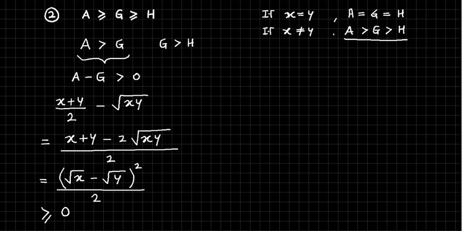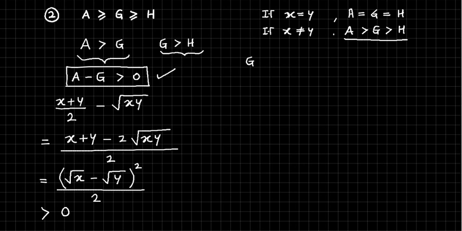Now if x is not equal to y, then definitely the equality will not apply. So in that case we keep only the greater than sign. It won't be equal to 0. So in this way we have proven that A minus G is greater than 0. This is what we have proven. Now it just remains to prove that G is greater than H, so that it will prove the entire inequality.